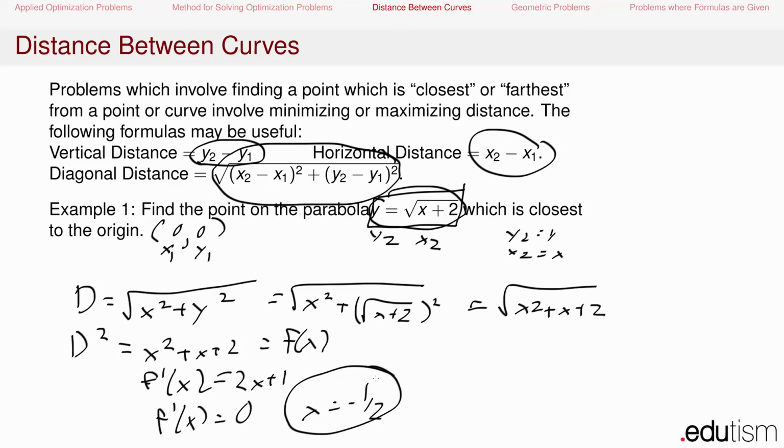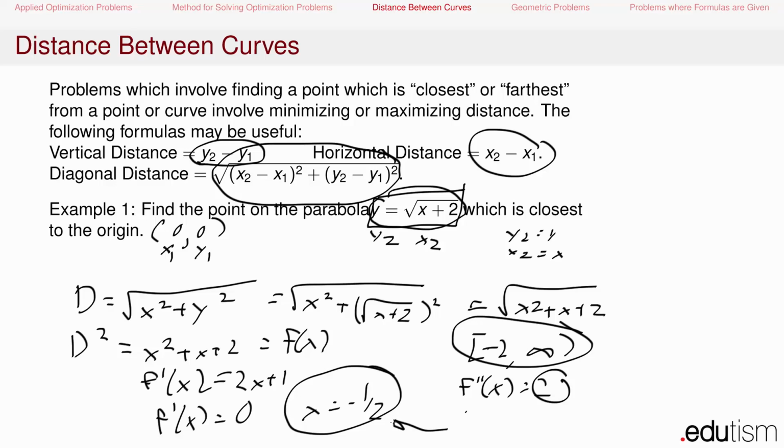Now, our domain here are possible x values, the interval in question. The domain of this is all the numbers from negative 2 to infinity. This is not a closed interval, it doesn't include both endpoints, so we cannot use the closed interval method. So what we're going to do is check if this is a local maximum or a local minimum. Because it's the only critical number, it's therefore got to be an absolute maximum or an absolute minimum. To check, we're going to use the second derivative test. The second derivative of this thing is 2, this is positive, so therefore this x value is an absolute minimum because it's positive. So this is the closest point, one with the minimum distance.